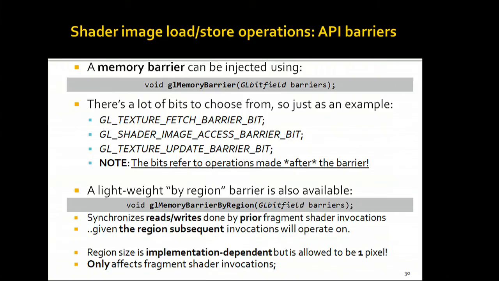So, for instance, this would have worked miracles for a deferred renderer, whereas it would not work for, for instance, texture gathering-based techniques, because this could actually try to access texels that are outside the region that you will be rendering to. Again, region size is implementation dependent, but it's allowed to be 1 pixel, meaning this could backfire on your, as I said, texture gathering implementations. And this, again, only works for fragment shader invocations.